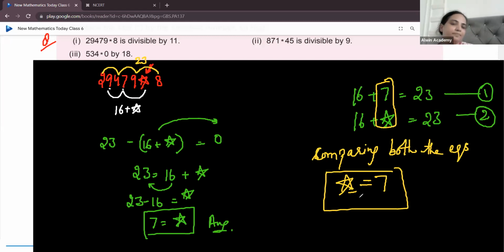Understood, beta ji, or not? Clear? Whichever method your teacher follows, whatever you find convenient, go by that. Okay? Clear, bache? Yes, ma'am. Okay. Yes, beta ji, let's do the next one.